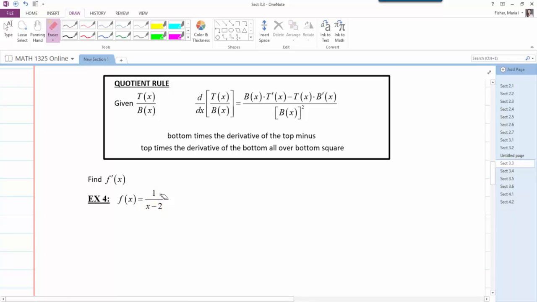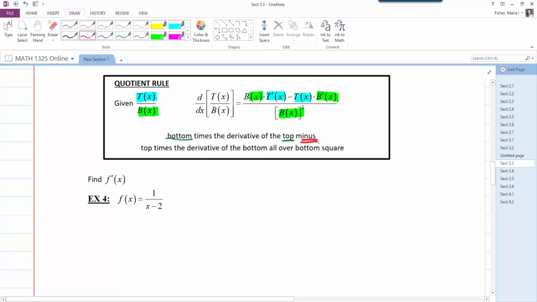So the quotient rule says, if you're given a quotient, t of x over b of x, the derivative of t of x over b of x is b of x times the derivative of t of x minus t of x times the derivative of b of x, all over b of x squared. So in words, it's the bottom times the derivative of the top minus is really important. Make sure you're memorizing these correctly.